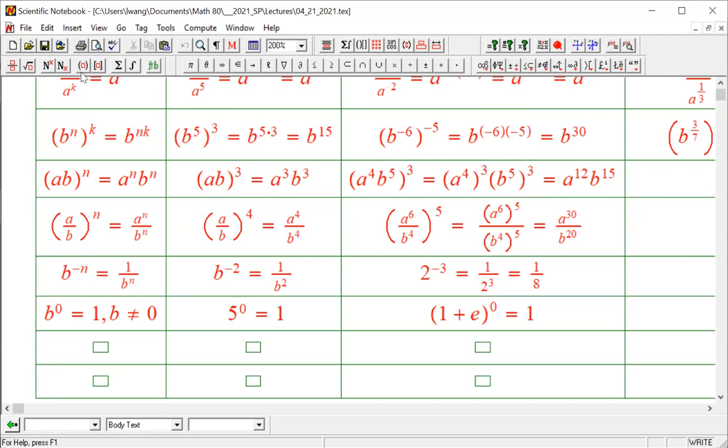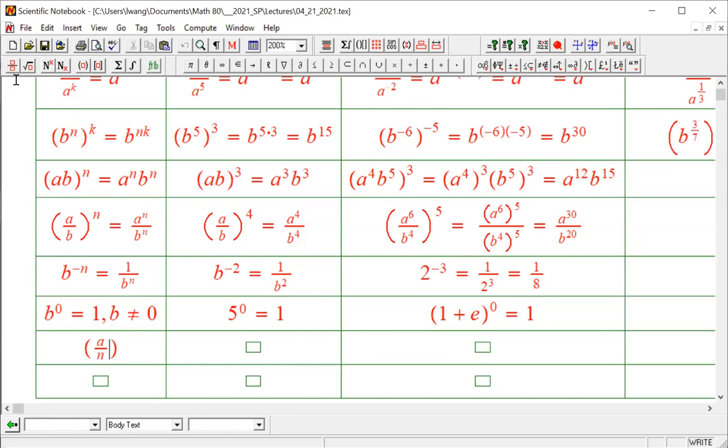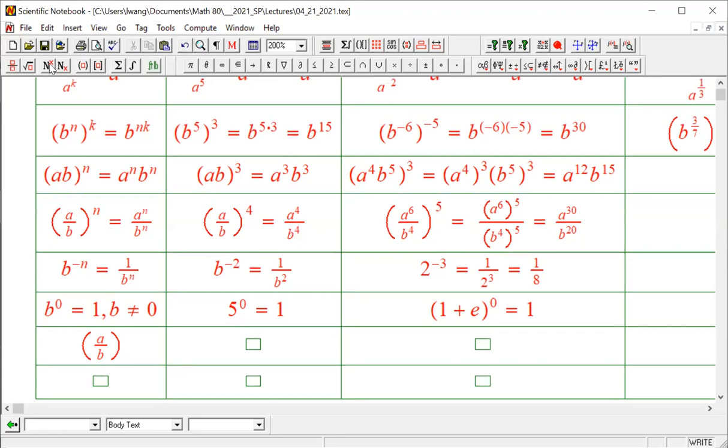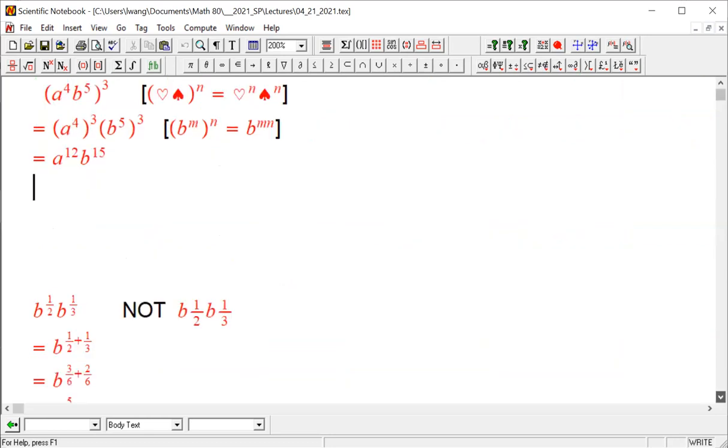Okay. And the first one is a over b to the power of negative n. These do not need to be separate properties, because this case is already covered by that case. Whether it's n or negative n, you handle them the same way. But we do want to see what happens in this case.